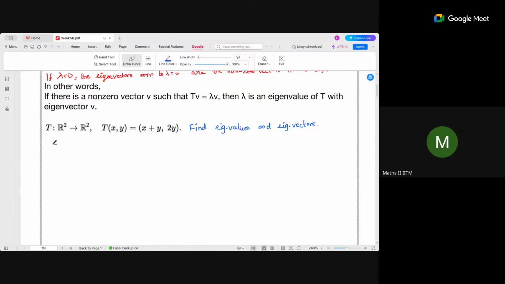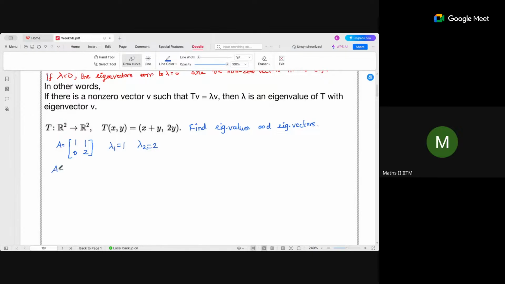First of all, what is the matrix representation? 1 1, 0 2. Now, is it a triangular matrix? Yes, ma'am, it is an upper triangular matrix. So what is lambda 1 and what is lambda 2? Lambda equal to 1 and 2. Okay, now we need to find the eigenvectors corresponding to 1 and 2.